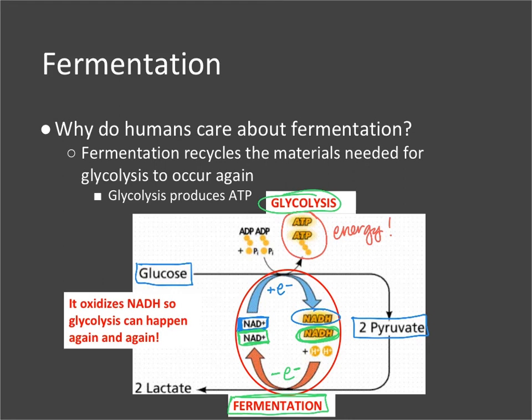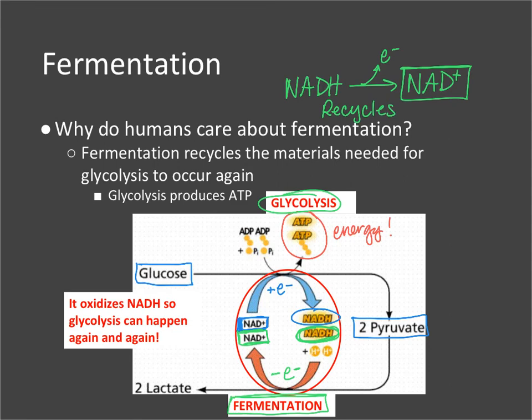So fermentation itself does not produce ATP, but fermentation takes NADH and oxidizes it back into NAD plus. Remember that oxidation is loss. So NADH loses some electrons in the process, and NAD plus is made as a byproduct. So fermentation recycles NADH back into NAD plus, and then that NAD plus can go into another glycolysis reaction. So fermentation is really important because in order for us to make the ATP in glycolysis, we have to recycle that NADH so that glycolysis can happen again.